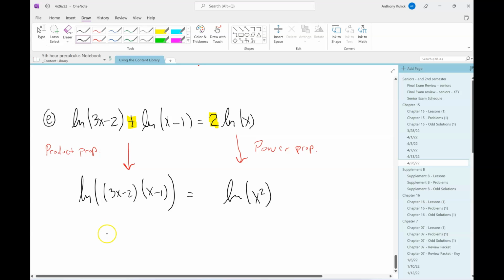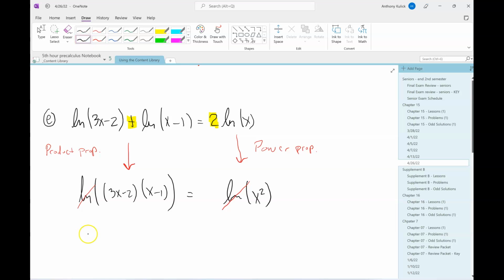So we can use that one-to-one property now and drop the natural logs since we have a single natural log on each side. Everybody's okay with that? We're using that one-to-one property we mentioned in the beginning, or you could think about doing exponent base e to both sides. Either way is thinking about it the same.